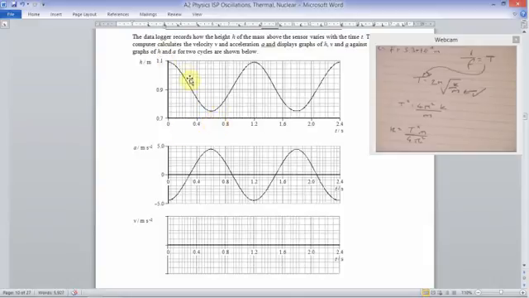Frequency, well, it starts at 0 and then goes to 1.2. That's the time period, so 1 over the time period gives you the frequency, so 1 divided by 1.2 gives you about 0.8. So the frequency is 0.8 hertz, and the amplitude is about 0.17 meters.